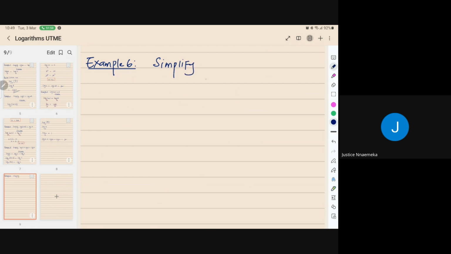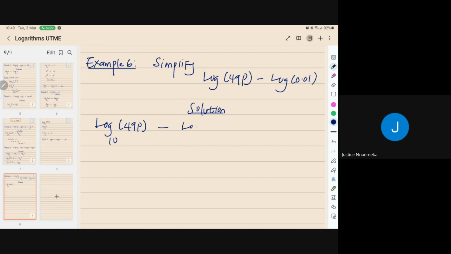So simplify log, open bracket, 49p, minus the log of the decimal number 0.01. This simply means that they have the same base at the moment. So solution, we have log 10, as the case might be, of 49p, minus log 10 of 0.01. So the first thing we're going to do is to expand the left-hand side.